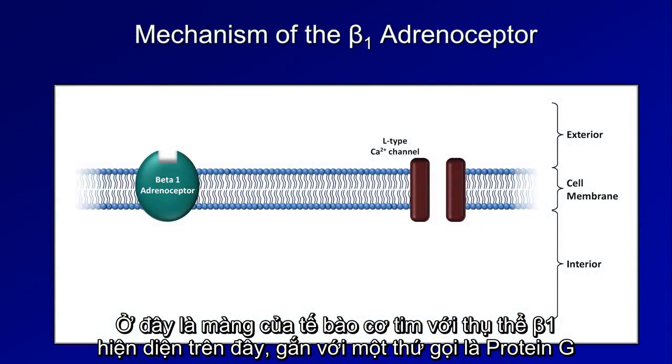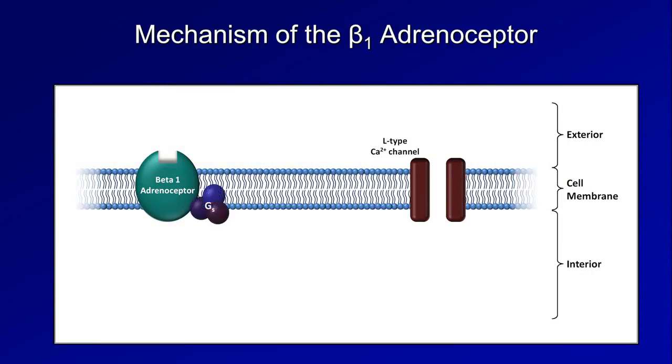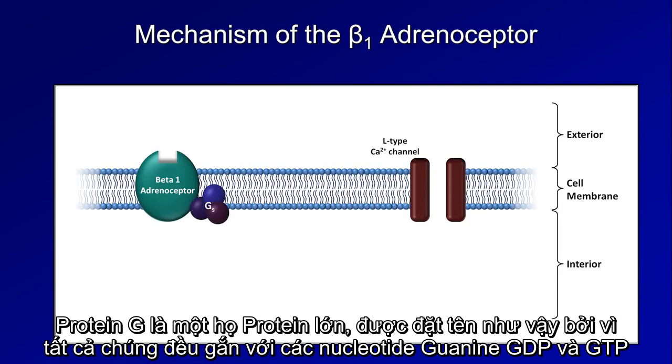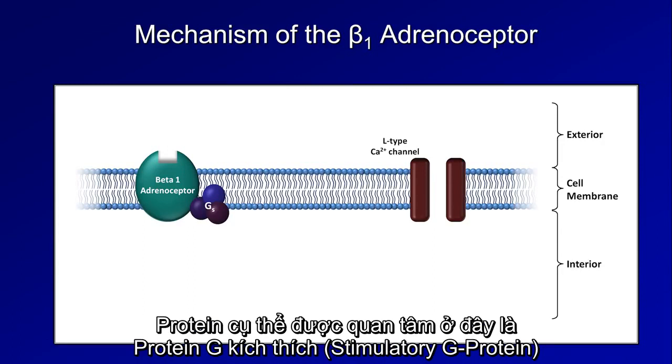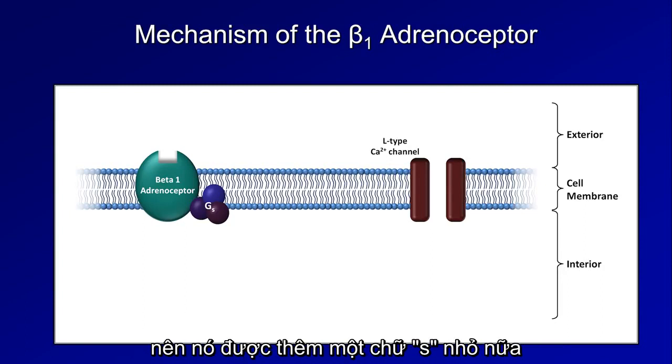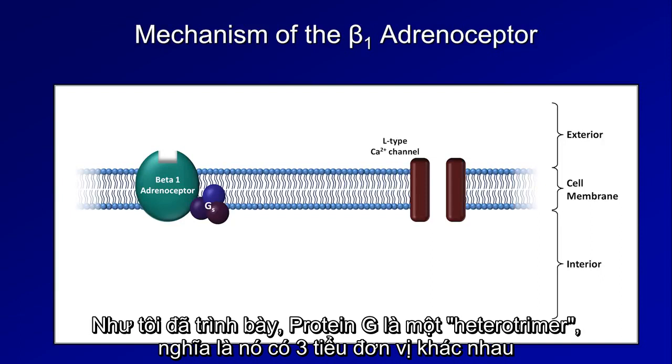So here's the membrane of a cardiac myocyte, with a beta-1 receptor sitting here, which is coupled to something called a G protein. G proteins are a large family of proteins, so named because they all bind the guanine nucleotides GDP and GTP. This particular G protein of interest here is the so-called stimulatory G protein, so it gets a little subscript S. And as is shown, the G protein is a heterotrimer, meaning it has 3 subunits, all of which are different.